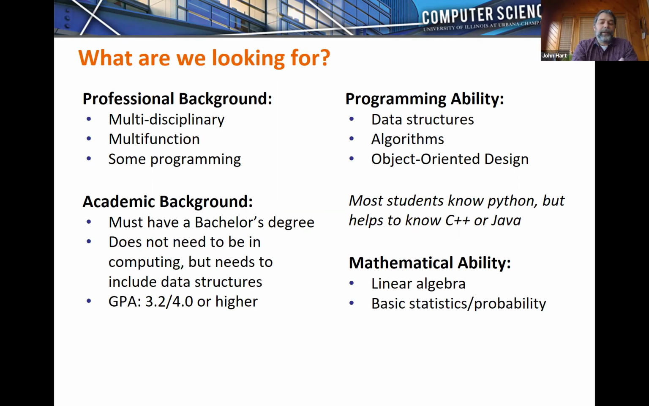Also, we want to see some exposure to linear algebra and working with matrices, and some basic stats and probability courses, which is becoming increasingly important in computer science. Most of our students know Python. They've had a course on a scripting language like Python. It's also helpful to know a production software engineering language like C++ or Java. Okay, perfect. The next slide goes into programming ability.